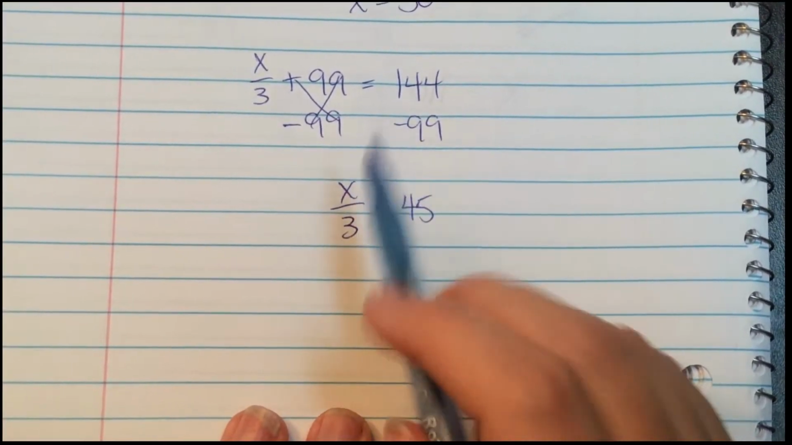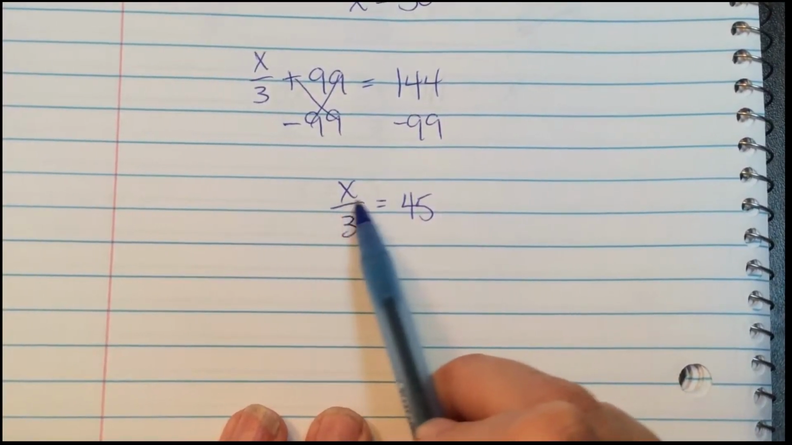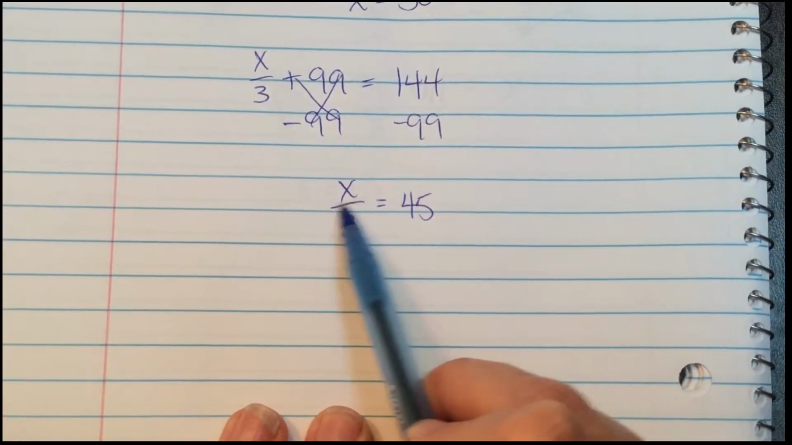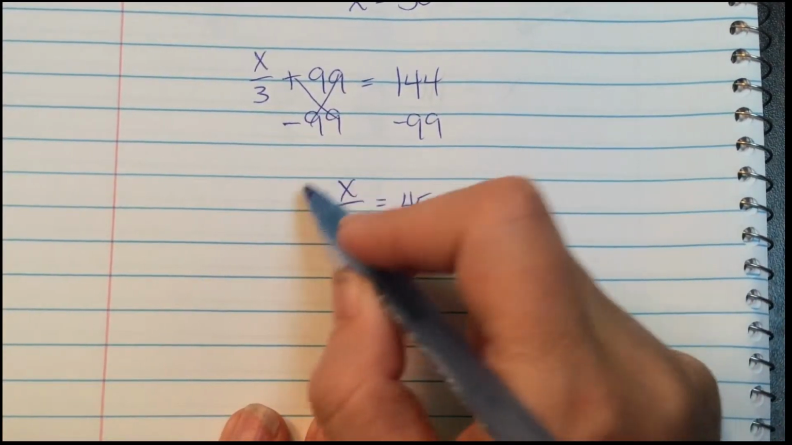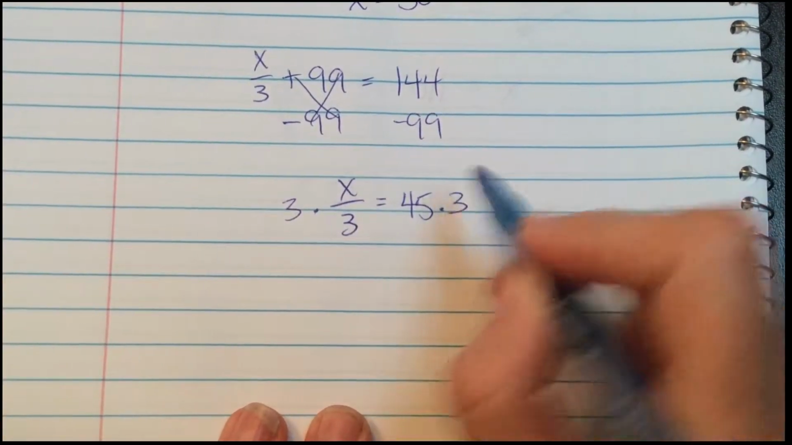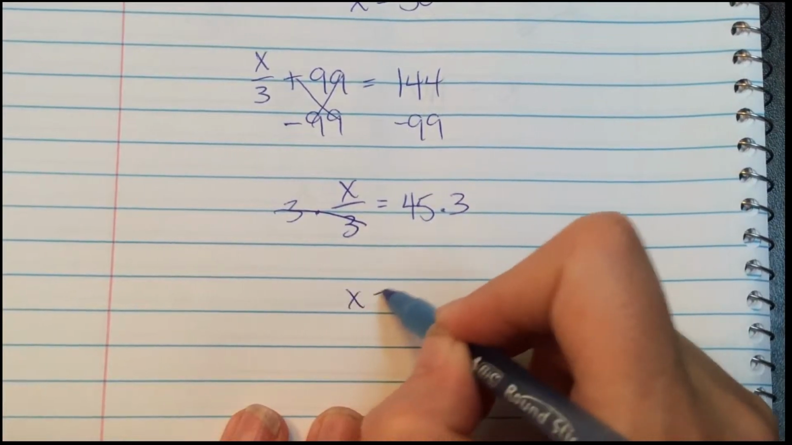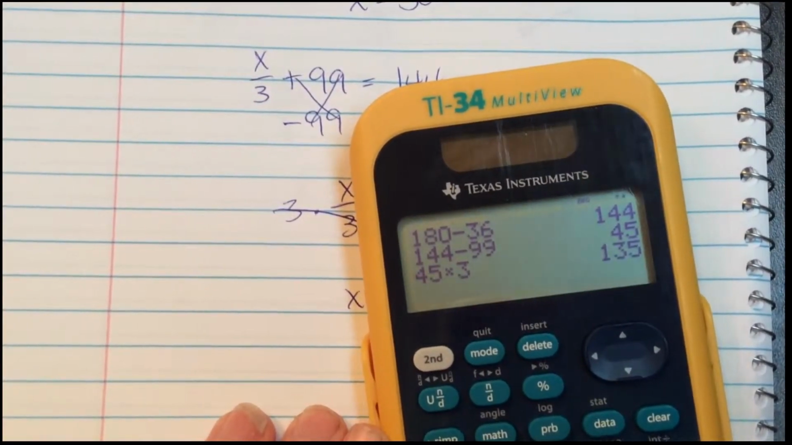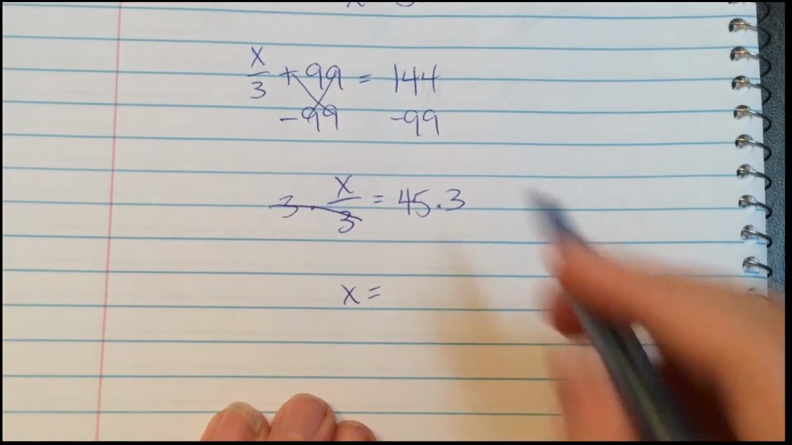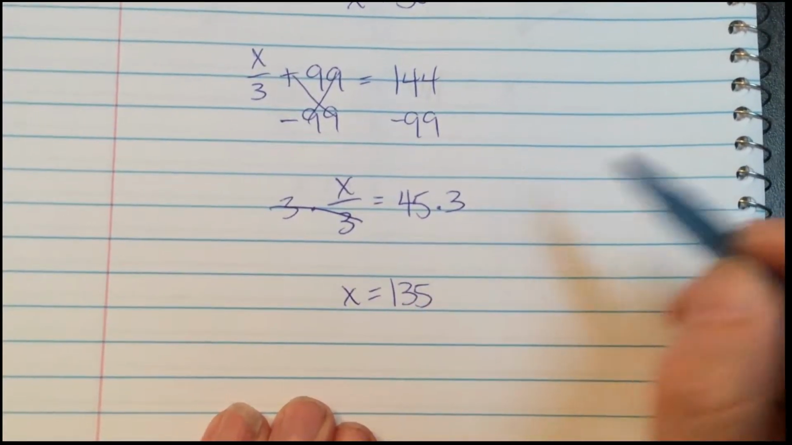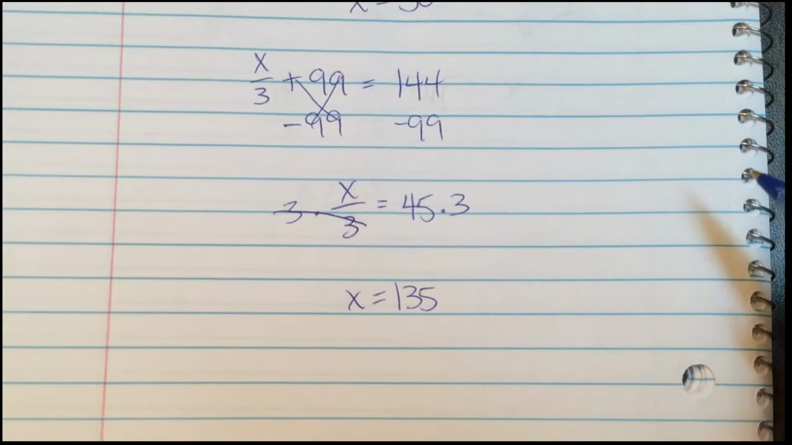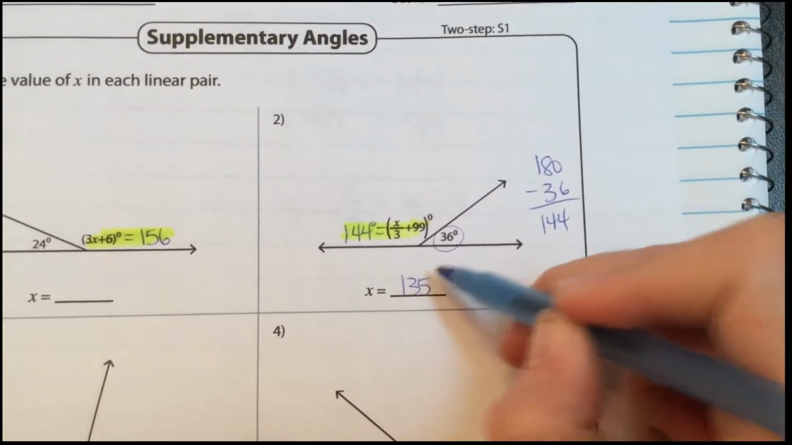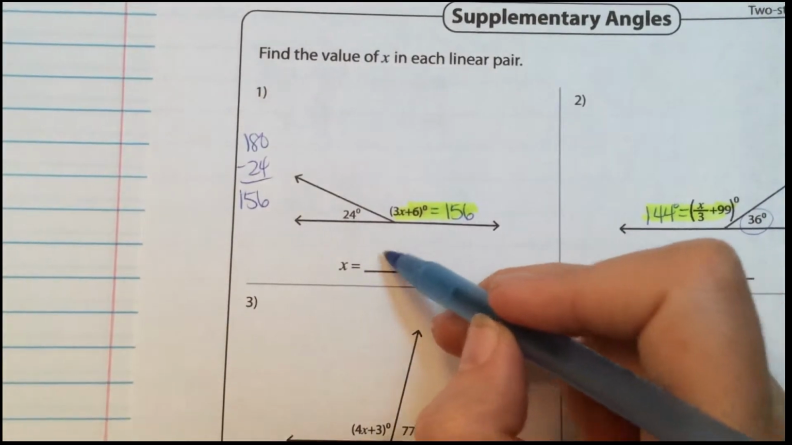Now, if x is being divided by 3, which it is, right now that means divided by, then I'm going to multiply by 3 to get rid of it. 45 times 3 is 135. So x is 135. So I'm going to fill that in. And I'm also going to fill in this answer.